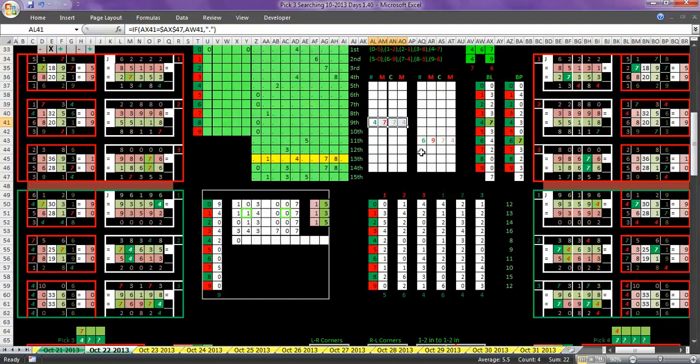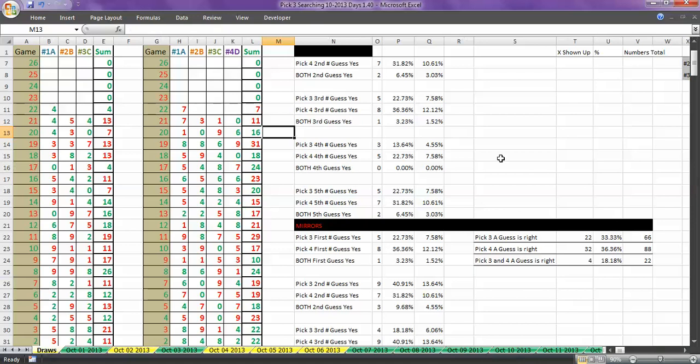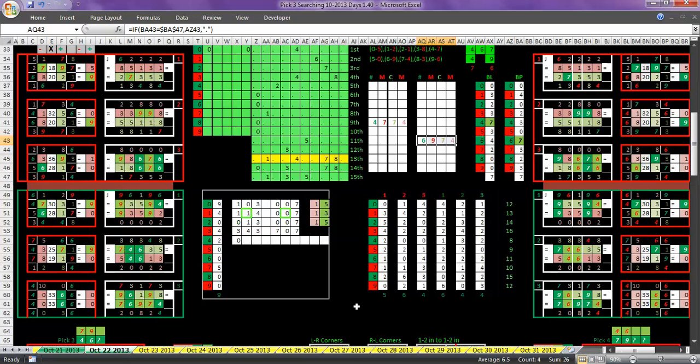So let's take the 6 and the 9, go back to the draws page, and let's put the 6 here and the 9 here. It's a little slow. Okay, there it is. And we go back to the 22nd.